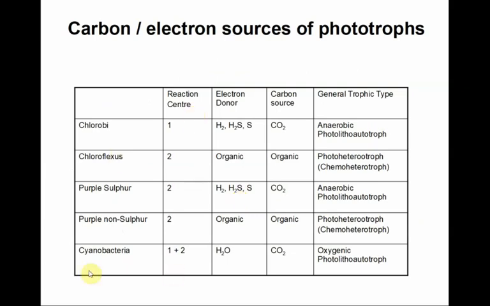Actually, I didn't put Heliobacter in there. So here are the main types of photosynthetic eubacteria. They either have a type 1 or type 2 reaction center. And basically you can see that cyanobacteria are the ones that are just living by photosynthesis alone. For the other types of green and purple photosynthetic bacteria, the photosynthetic apparatus seems to have been grafted onto something else.